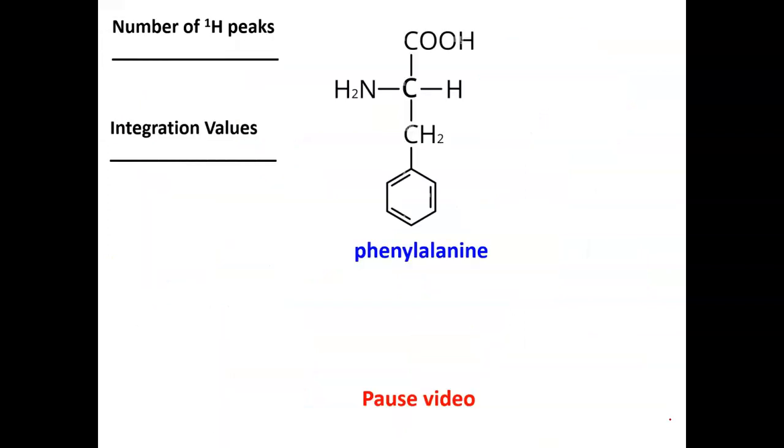Back to our phenylalanine, and of course, having worked out that we had 5 peaks from 5 different environments, what I want you to do now is work out the integration values for the 5 peaks from the structure you see in front of you. I'll pause the video and you can fill in the ratio for those peaks.